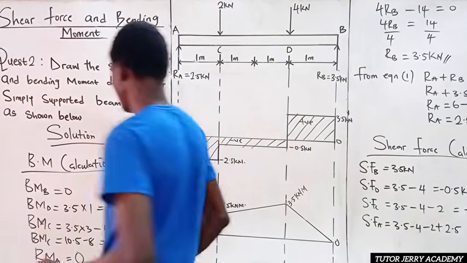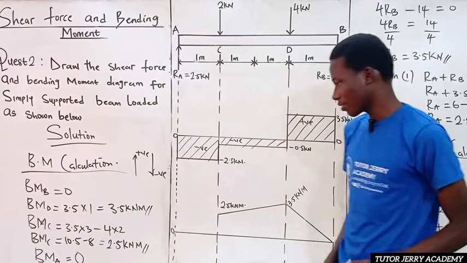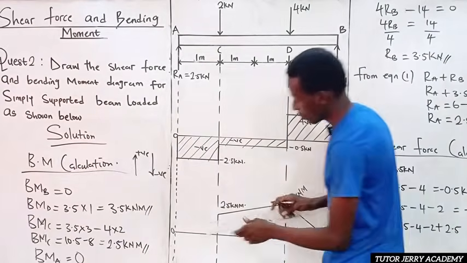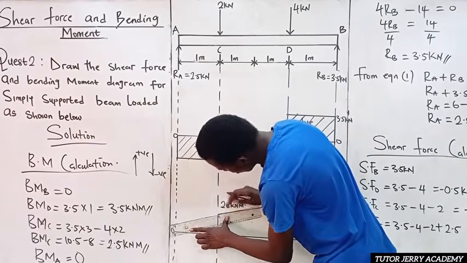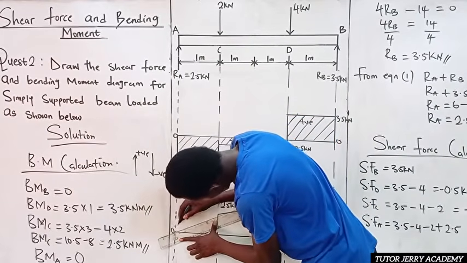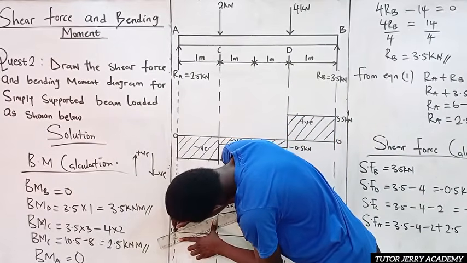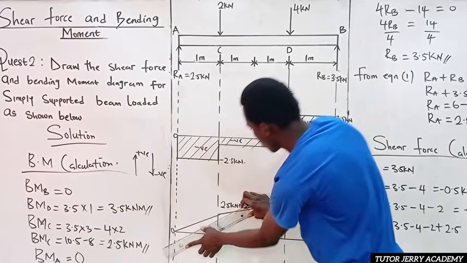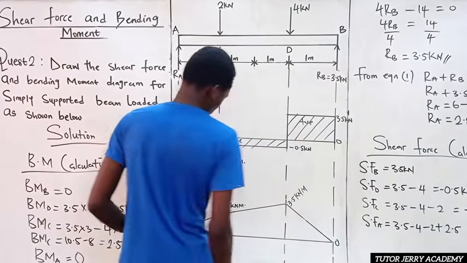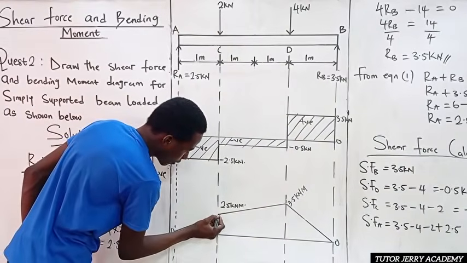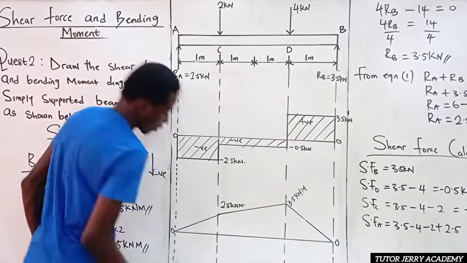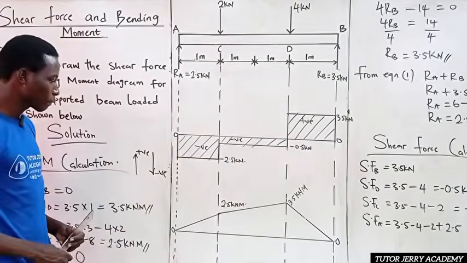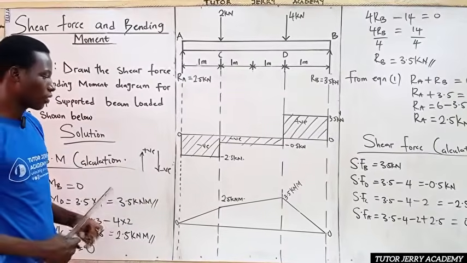Now finally, we have our bending moment at A, which is 0. So we trace it downwards, even up to A, to be 0. So this is what we have as our bending moment. This is our diagram for our bending moment, and this is our diagram for our shear force.